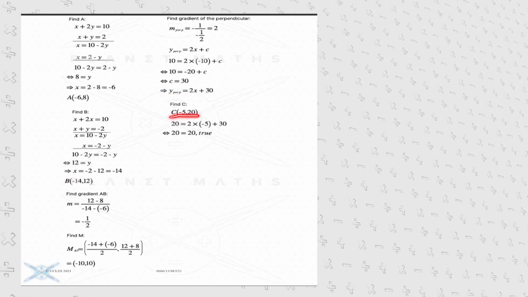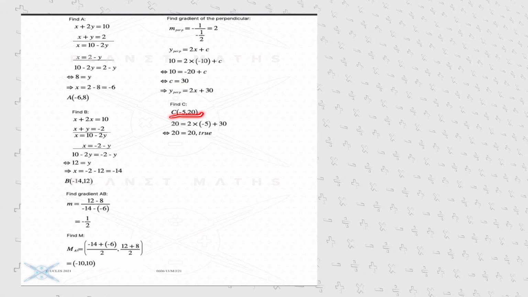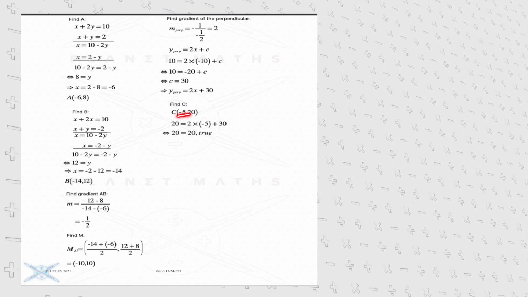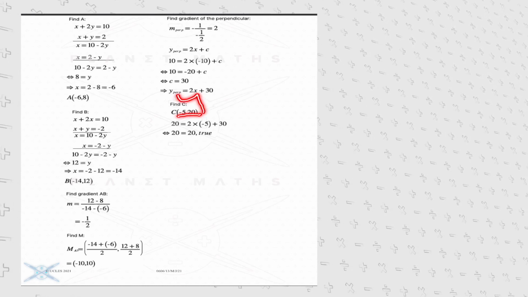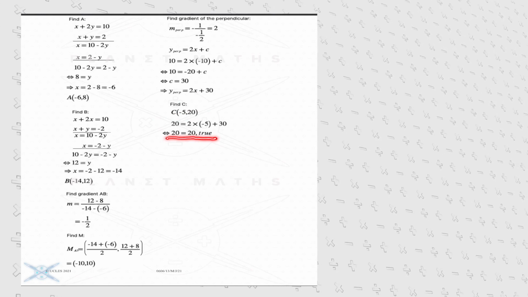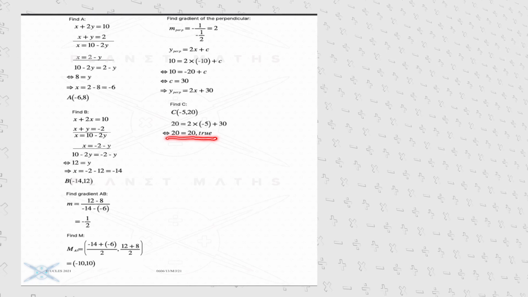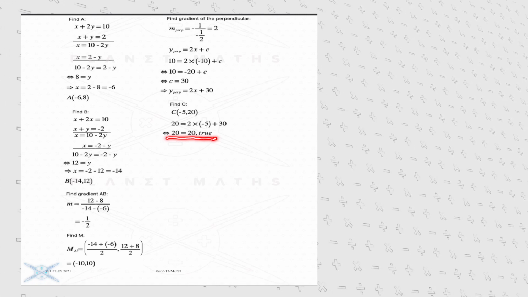To figure out whether point C is located on the perpendicular bisector of the line AB, we plug in the coordinates of C into the function of the line and determine that both sides of the equation are identical, which proves that point C is indeed located on the perpendicular bisector of line AB.